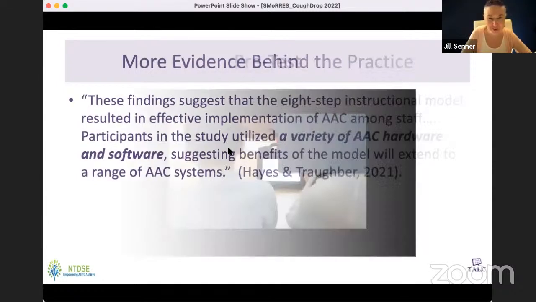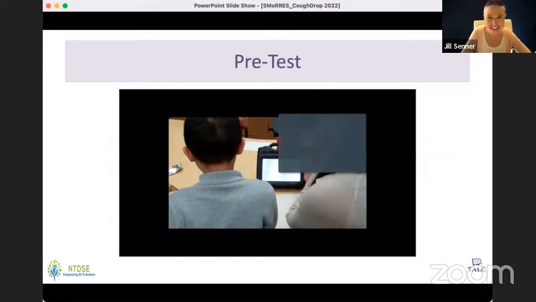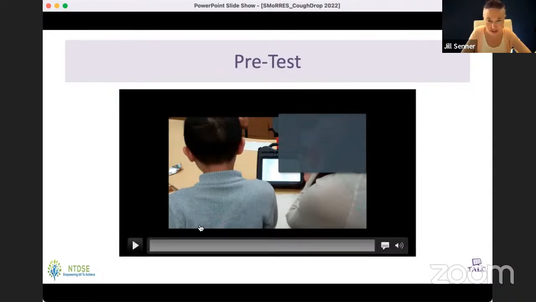Yeah, as Caroline Musselwhite says, you can dance with the girl you brought. You don't have to use a single communication system for the entire classroom for this to work.